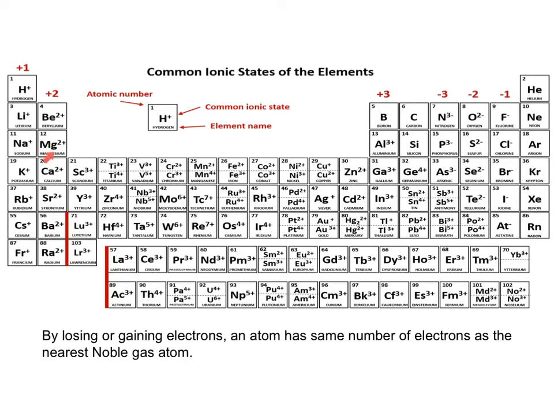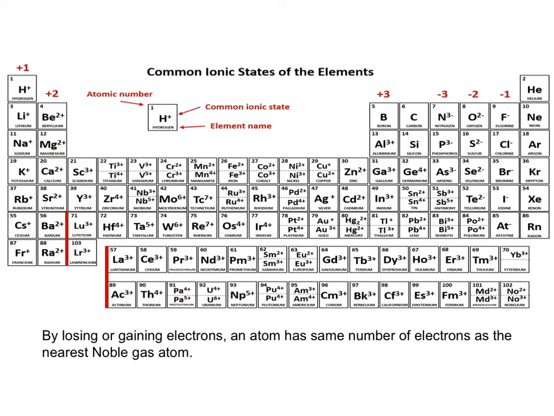Magnesium has 12 electrons. The easiest thing for magnesium to do is to lose 2 electrons to then have a total of 10 electrons, which is the same number that neon has. So if magnesium loses 2 electrons, it forms a charge of +2.